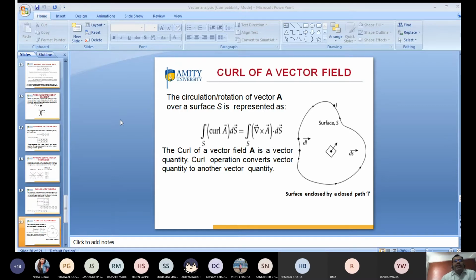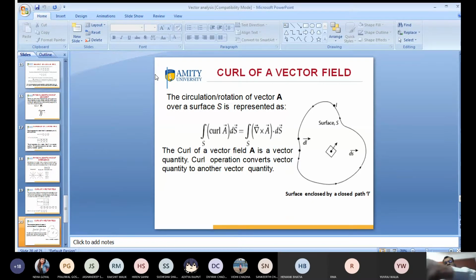So what is this? If curl is operated on any vector quantity, we get another vector quantity. This is surface S, and this is closed path L. So we have a continuous small element ds and a small length dl. So it can be expressed in terms of the surface integral of curl of A dot ds, where curl of A is simply del cross A. So I calculate this value.